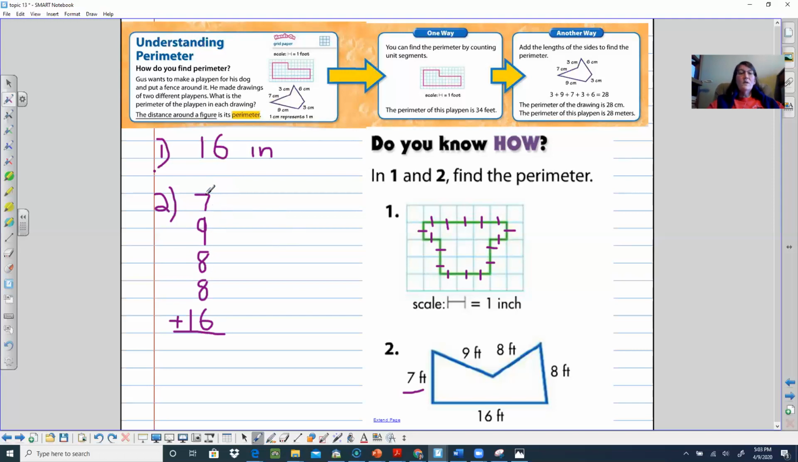Now, some of you like the strategy of just stack and add, and some of you like to use a find friendly numbers strategy. I'm going to go with the find friendly numbers strategy. 7 plus 9 is 16. So I'm going to put my 16 over here. 8 and 8 is 16. Ooh, look, I've got another 16 right here. So I'm going to bring that guy over.